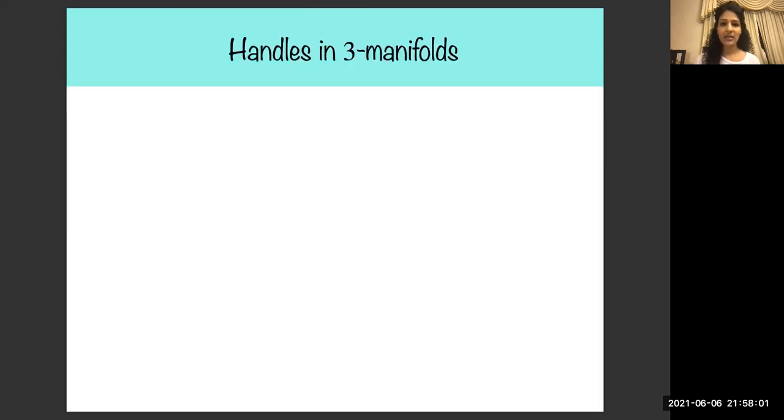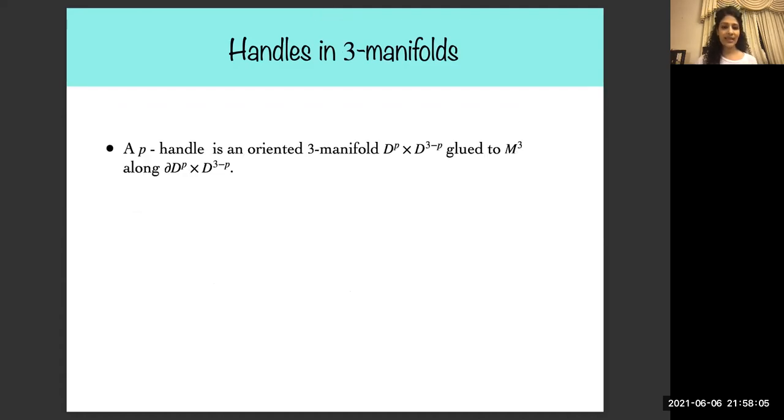So what are handles in three-manifolds? A handle of index p in a three-manifold is an oriented three-manifold D^p times D^(3-p), which you glue to the oriented three-manifold along the boundary. So a zero handle is one copy of D^0 times D^3, which you glue to M3 along the boundary, which is the boundary of D^0 times D^3, which is simply the empty set. And so you can think of a zero handle as a three-ball which appears out of nowhere.